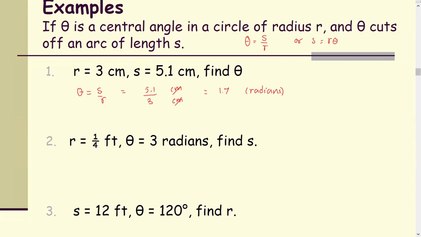Number 2, for r equals 1 over 4 foot, theta is 3 radians. Find s from the formula s equals r multiplied by theta. The r is 1 over 4, unit is in foot, multiplied by theta, which is 3 times radian. Recall the radian is unitless. That means the units cancel out. The product of 1 over 4 and 3 gives us s equals 3 over 4. Unit is in foot.